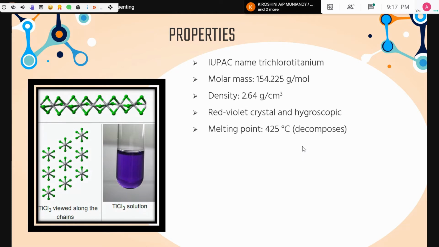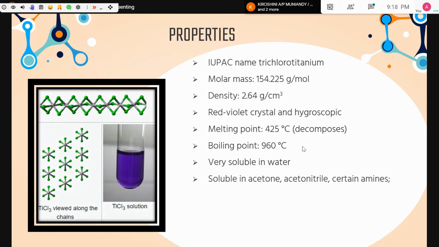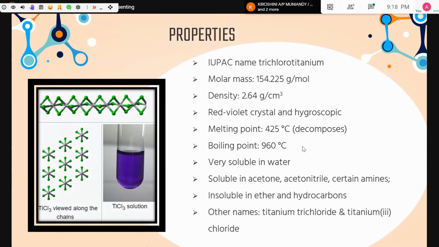The melting point is 425 degrees Celsius, where it decomposes. The boiling point is 960 degrees Celsius. TiCl3 is very soluble in water, and it is also soluble in acetone, acetonitrile, and certain amines. But the TiCl3 solution is very insoluble in ether and hydrocarbons. The other names of TiCl3 are titanium trichloride and titanium(III) chloride.